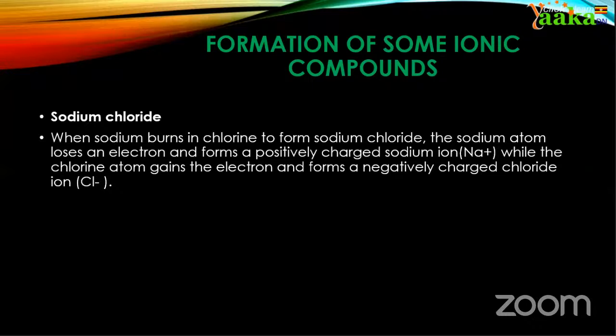Formation of some ionic compounds. So we're going to the almost last part, and I'll give you an activity about this. Our example that we shall use today is sodium chloride. When sodium burns in chlorine to form sodium chloride, the sodium atom loses an electron and forms a positively charged sodium ion, like we have seen. While the chlorine atom gains the electron and forms a negatively charged chloride ion, which is right there. So that's what happens during the bonding that occurs between sodium and chlorine to form sodium chloride.